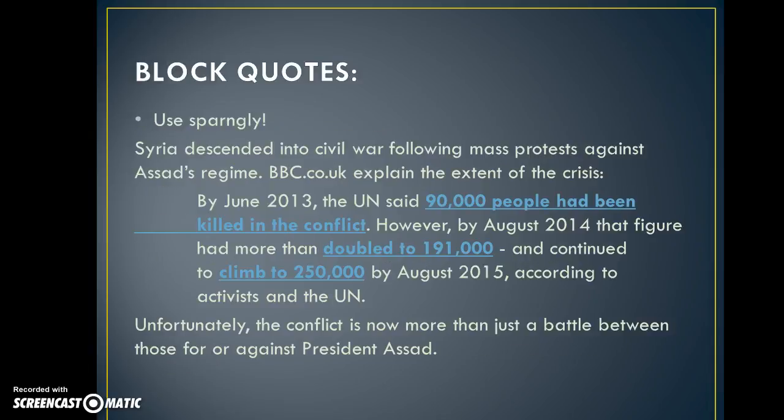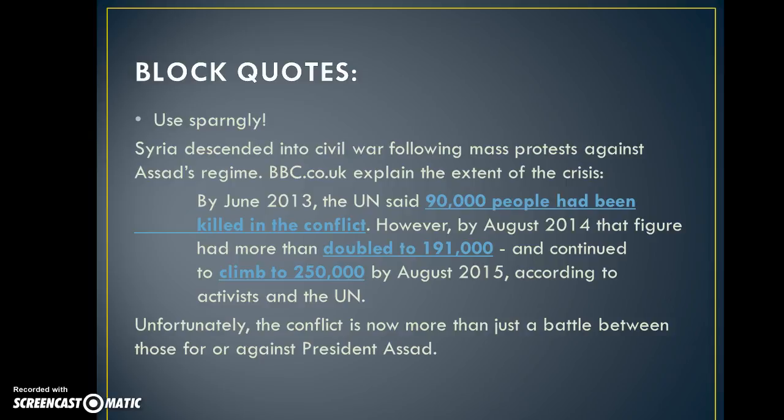So there are several ways that you can quote, and the first one is using block quotes. You should really think hard about whether you should use these or not, because they disrupt the flow of the text, so it really needs to be something very significant to be worthy of a block quote. So I've got an example here, and it starts, Syria descended into civil war following mass protests against Assad's regime. BBC.co.uk explained the extent of the crisis.